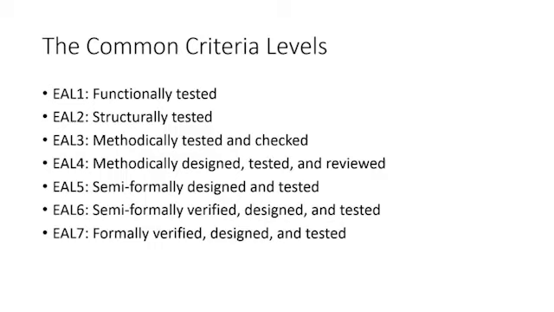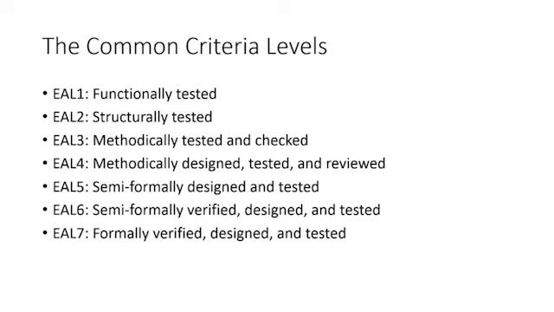So here I listed out the common criteria levels. So we have 1 through 7. 1, we're functionally tested. Number 2, it's structurally tested. 3, we have methodically tested and checked. So we're getting stronger and stronger here. 4, methodically designed, tested, and reviewed.